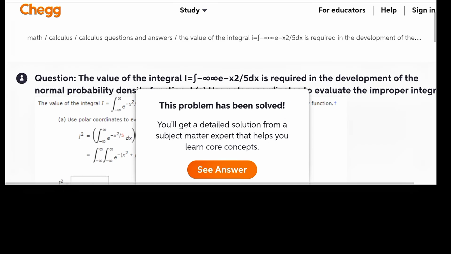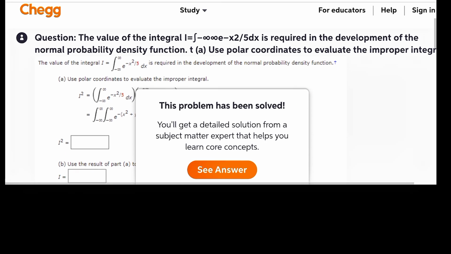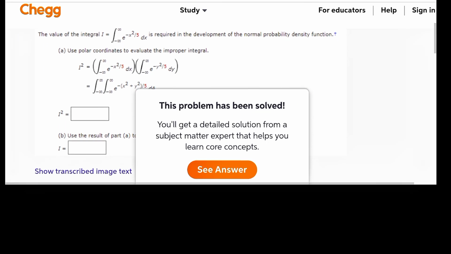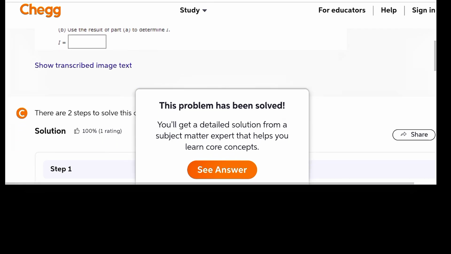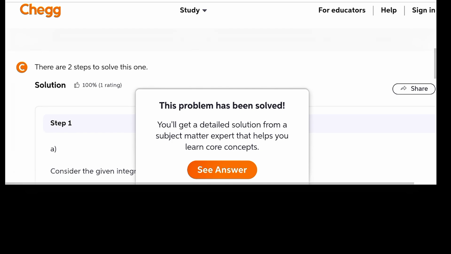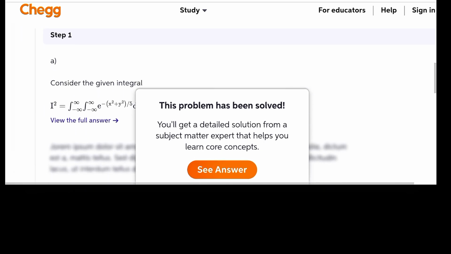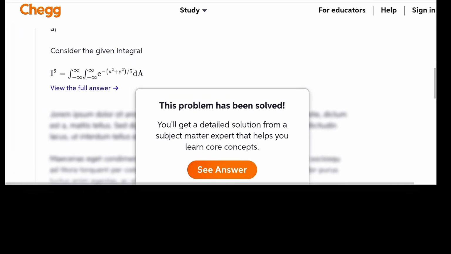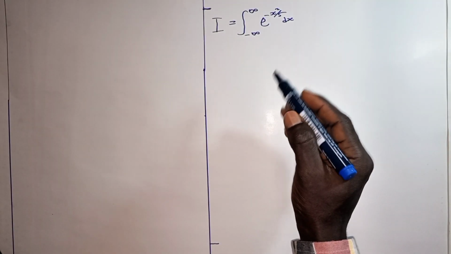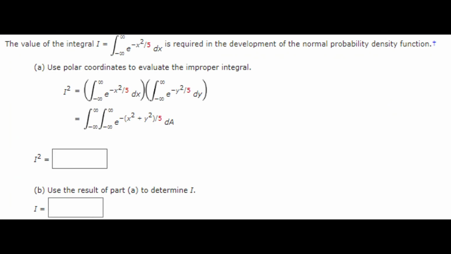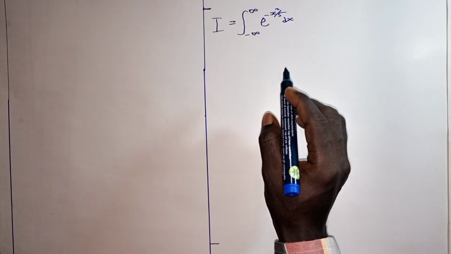In today's video, we'll be looking at similar problems to the one we did in our last video. Similar to the Gaussian integral we tried to solve last week. As I promised, I was going to be solving something similar to explain further what we did in our last video. So today we'll be looking at this given integral. We are told to evaluate the improper integral and to find the value of I. So without wasting much of our time, let's dive straight into the action.